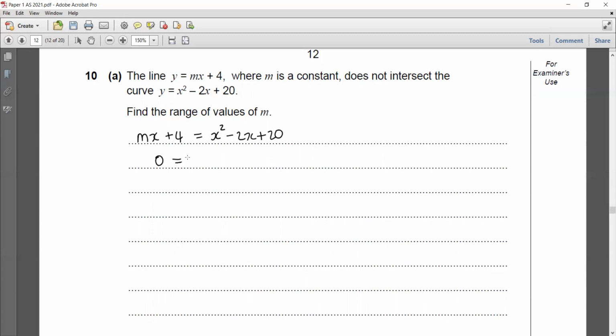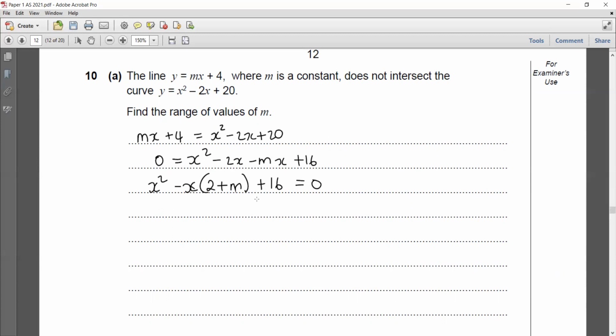So I have 0 here, and I have x squared and minus 2x minus mx, and then 20 minus 4, this is 16. So just changing the order, I have x squared minus 2x. In fact, let me factor out the x. You can see here, x is common, so I factor out the x. Then I have positive 2, because when I multiply this, they give me negative, and then m, then 16. Okay, and this is equal to 0.